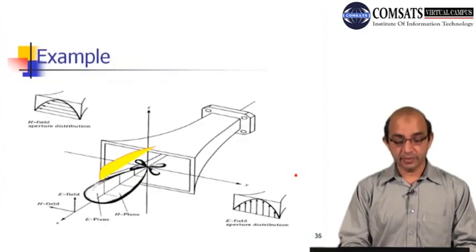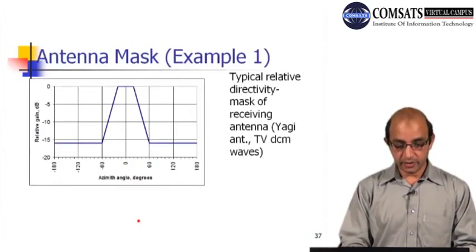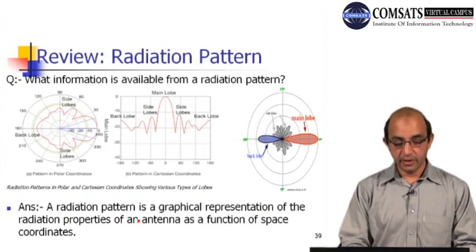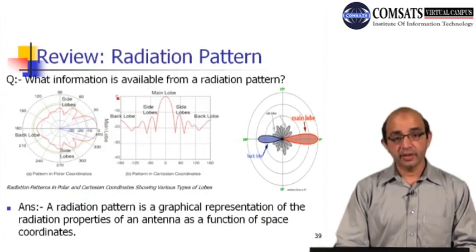So this is another example. We have a horn antenna, and you can also see the alignment of the electric and magnetic field, the radiation pattern, and antenna mask, another example. So now we can answer the question: the radiation pattern is a graphical representation of the radiation properties of an antenna, right? You can see that we have different lobes. These are called side lobes, and this is the main lobe, and this is the back lobe.